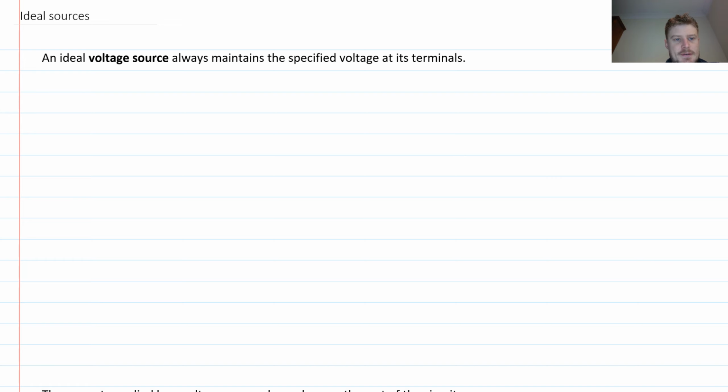We get energy into our circuits using sources, and the first type of source that we're going to look at is the ideal voltage source. An ideal voltage source is one that maintains a specified voltage at its terminals. We draw it with a circle, a little plus and minus, and we label the voltage nearby. As an example, that would be a 12-volt source.